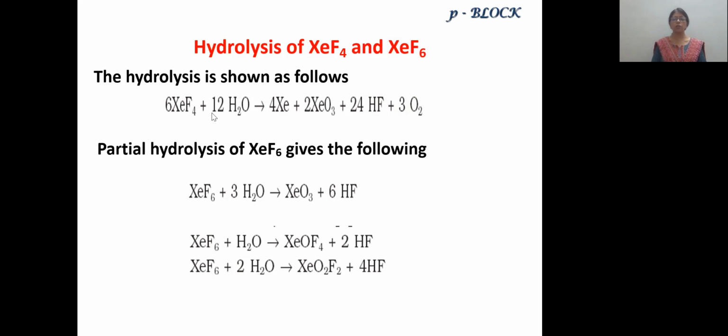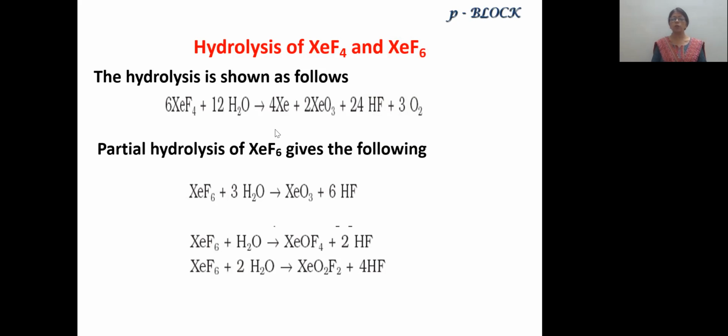The first reaction is of xenon tetrafluoride. When 6 moles of xenon tetrafluoride react with 12 moles of water, you get xenon and xenon trioxide and 24 moles of hydrogen fluoride plus oxygen.